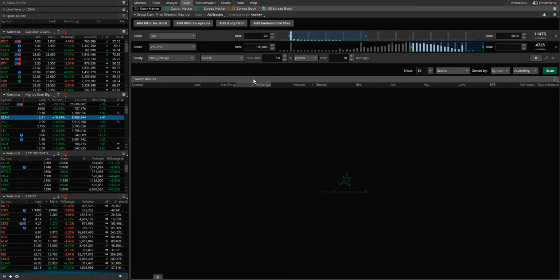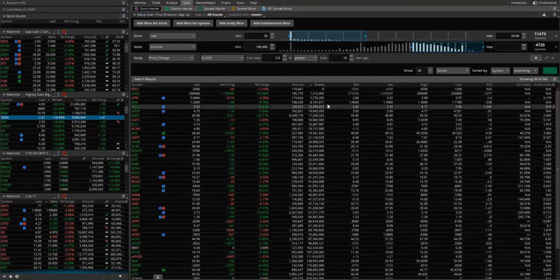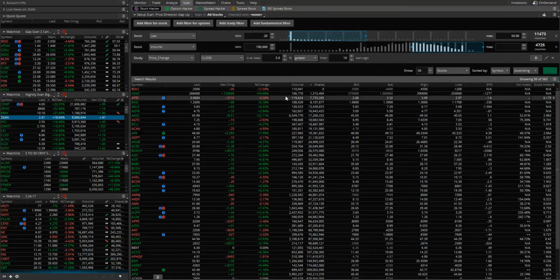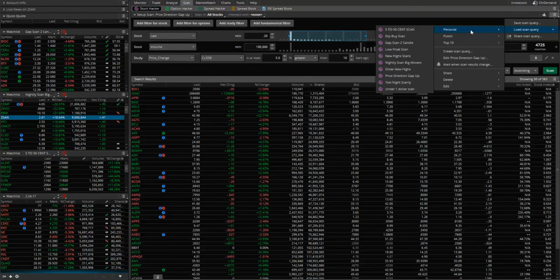So now I have this new scan, and if I want to run it, I just click scan, and it pulls up all the stocks that should be on my watch list. Oh, I'm sorry, I have to pull it up. Oops, sorry about that.